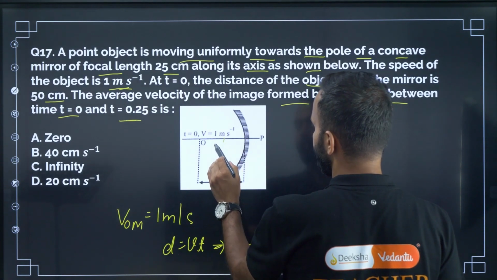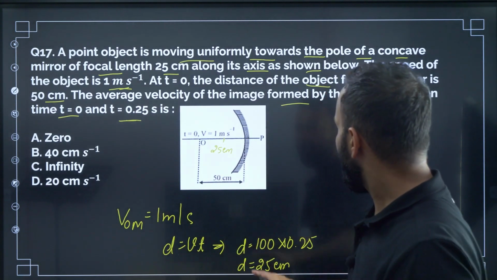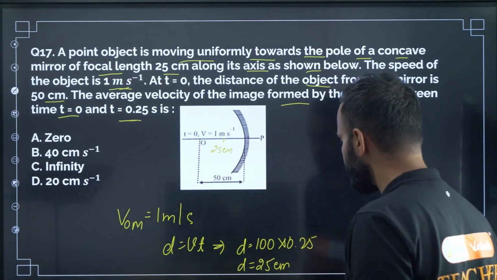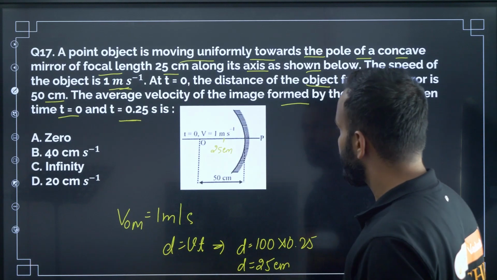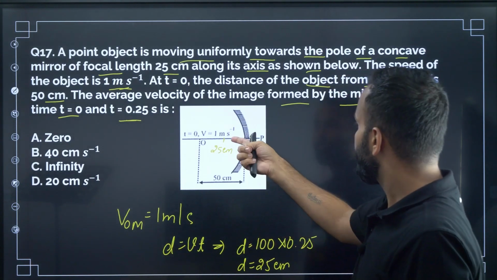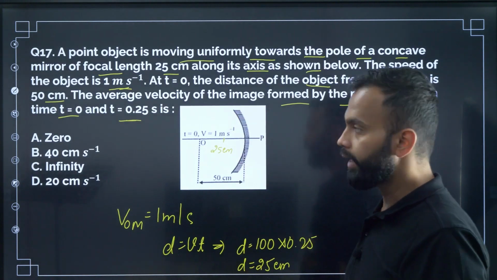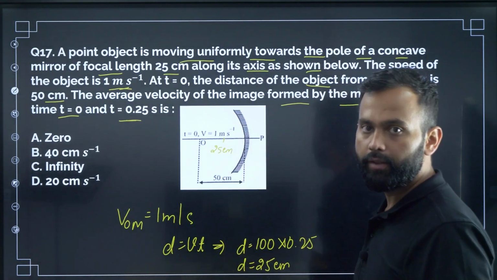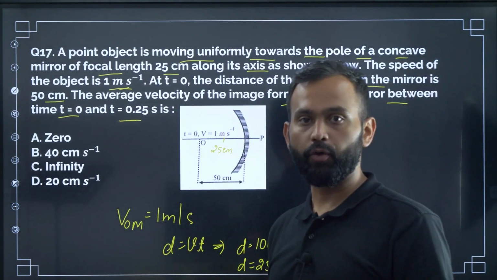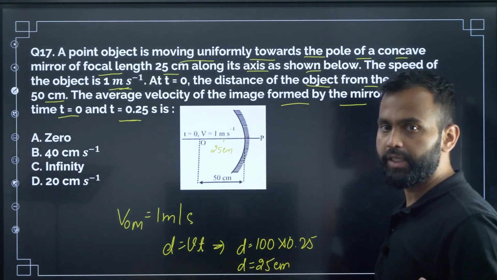So after 0.25 second, the object travels 25 centimeter towards the mirror, isn't it? So where will the object be now? The object is at the focal length of the mirror, right? Whenever you place the object at the focal length of the mirror, the image will form at infinity.